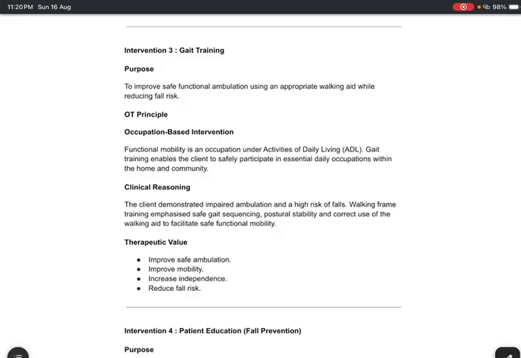The clinical reasoning was that Mr. K demonstrated impaired ambulation and high fall risk, as shown by his MBI ambulation score of 3 out of 10 and Tinetti score of 11 out of 28. Therefore, gait training was provided to improve gait sequencing, postural stability, and safe use of the walking aid. During the intervention, Mr. K demonstrated good motivation and willingness to participate. However, he continued to require close supervision, verbal cues, and an appropriate walking aid to maintain safety.